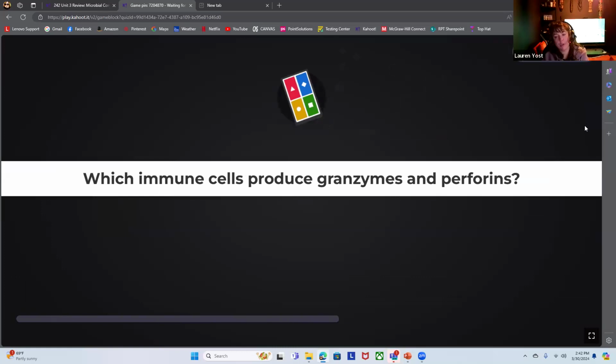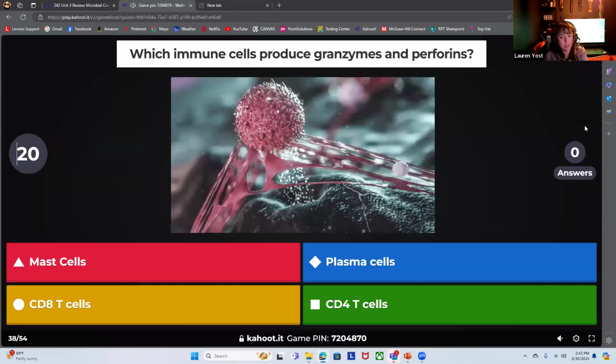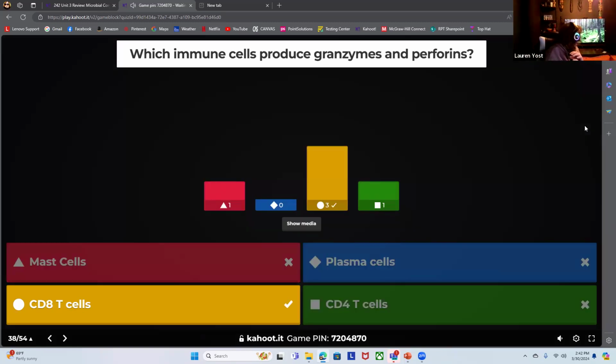Which immune cells produce granzymes and perforins? All right, so this is going to be our CD8 T cells, the cytotoxic T cells.